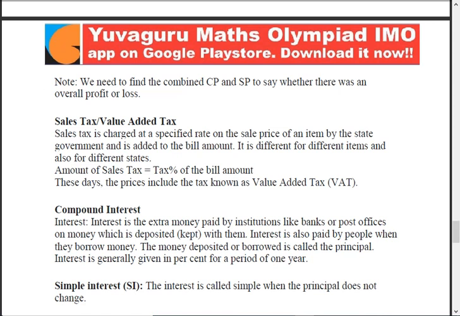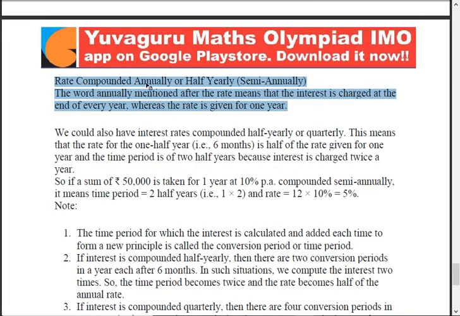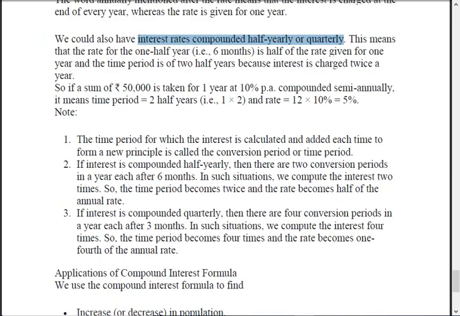So next, important part about the compound interest. Rate compounded annually or half yearly. The word annually mentioned after the rate means the rate is charged at the end of the year. Remember, banks generally charge annually. Okay, means the rate of interest in the banks is given as annually, where the rate is given for 1 year. We can have compound interest charged half yearly or quarterly.